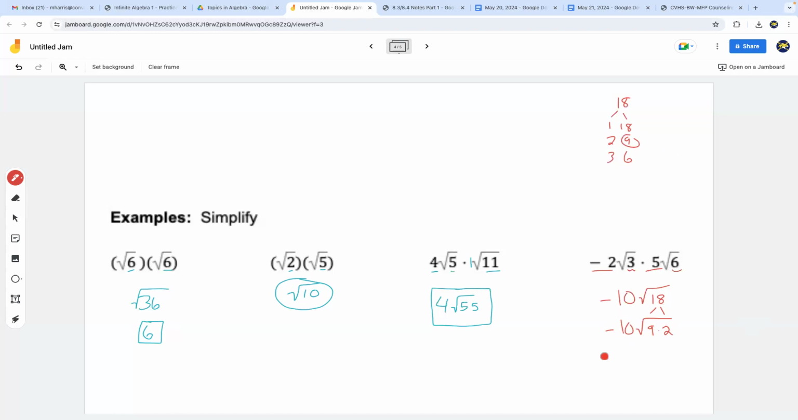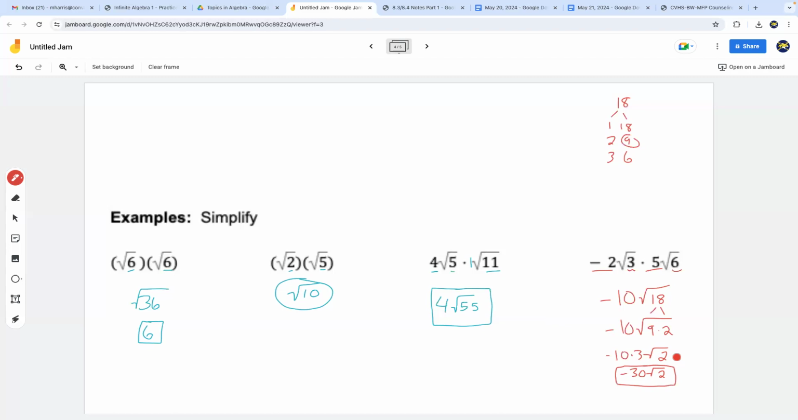Well, the square root of 9 is 3. So we have negative 10 times 3 times root 2. Negative 10 times 3 is negative 30. And then the root 2 stays in there. So the simplified version of this is negative 30 root 2.